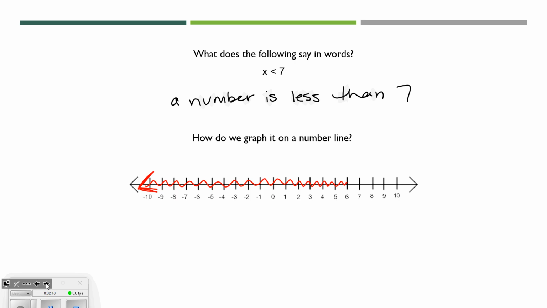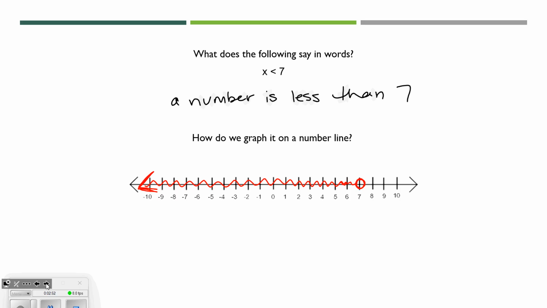Do I start at 6? 6 certainly is less than 7, right? But remember, we said there's numbers between 6 and 7. So 6.5 is less than 7, 6.8, 6.9. So where do I start? How far up do I go? What you can do is draw what we call an open circle on the number 7. And then you're going to start shading at that 7. So I'm going to start with my open circle on 7, and I'm going to shade everything below it.